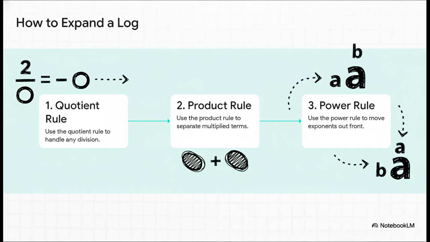First up, let's talk about expanding. The game plan is super simple, and you'll usually want to follow this order. First, deal with any fractions using the quotient rule. Then, separate any multiplication using the product rule. And for the final step, use the power rule to bring any of those exponents down to the front.